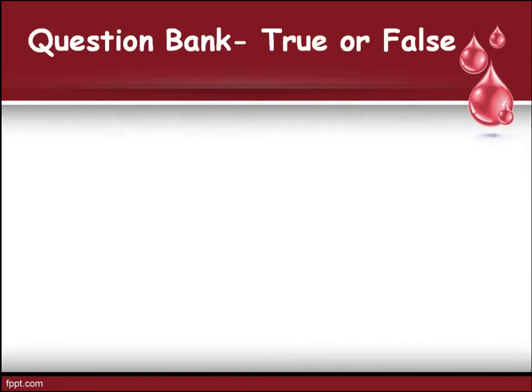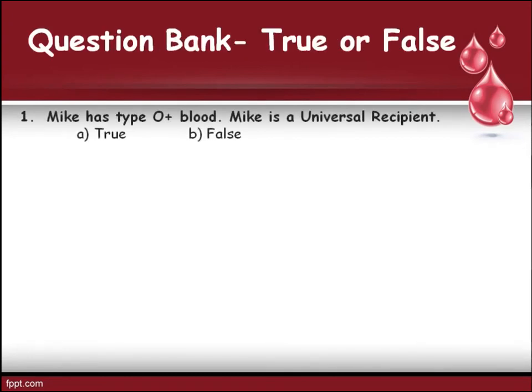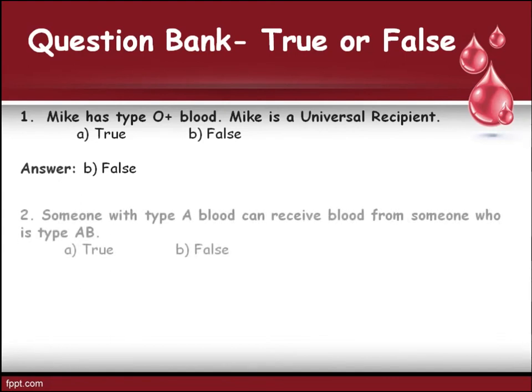Next one is true or false. First one is, Mike has type O plus blood. Mike is a universal recipient. A true and B false. The answer is false. AB is the universal recipient and O negative is the universal donor.